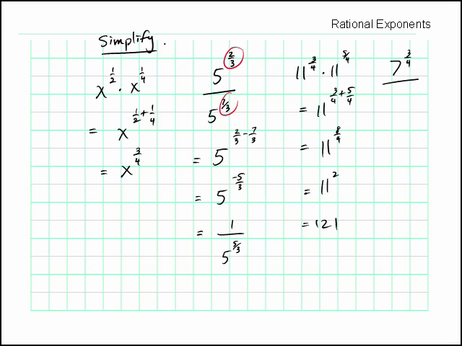7 to the 3/4 over 7 to the 7/4. We subtract our exponents in this sort of situation. This is 7 to the 3/4 minus 7/4. That's 7 to the negative 4/4. That's really 7 to the negative 1 power. And 7 to the negative 1 power is 1 over 7.